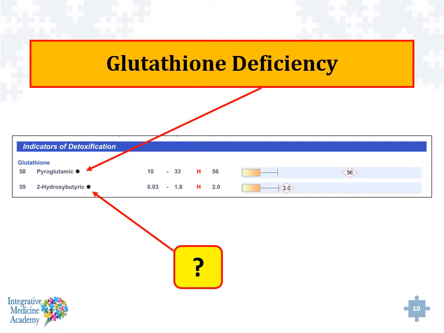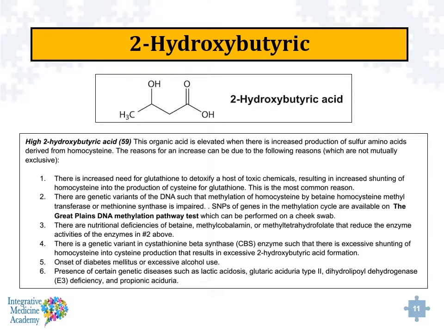Pyroglutamic is linked to the status of glutathione, and when it's elevated, it indicates that there is a glutathione deficiency. There's another chemical here called 2-hydroxybutyric, and when it's high, it's a little bit more complicated as to why it's elevated. 2-hydroxybutyric can be elevated most commonly because the body is attempting to maintain normal glutathione levels. And then you have to ask the question, well, why is that happening?